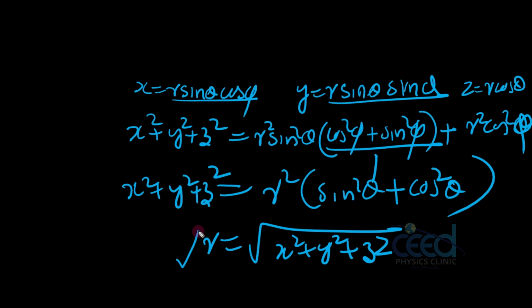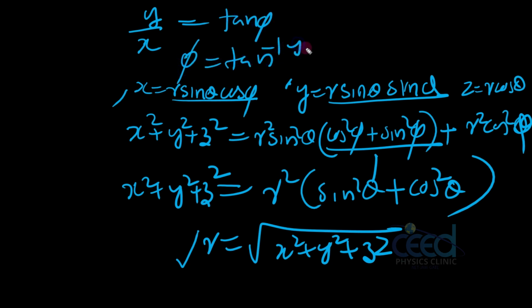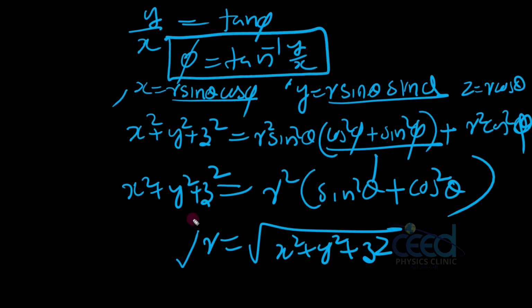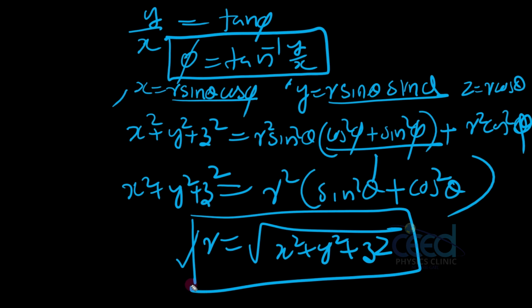Now we are focusing on the expression for phi. So if you find y by x from it, divide this and this. Y by x, what will come? R sin theta will cancel, we will get tan phi. So I got phi also. Phi is equal to tan inverse y by x, right? So this is the expression for phi, this is the expression for r.